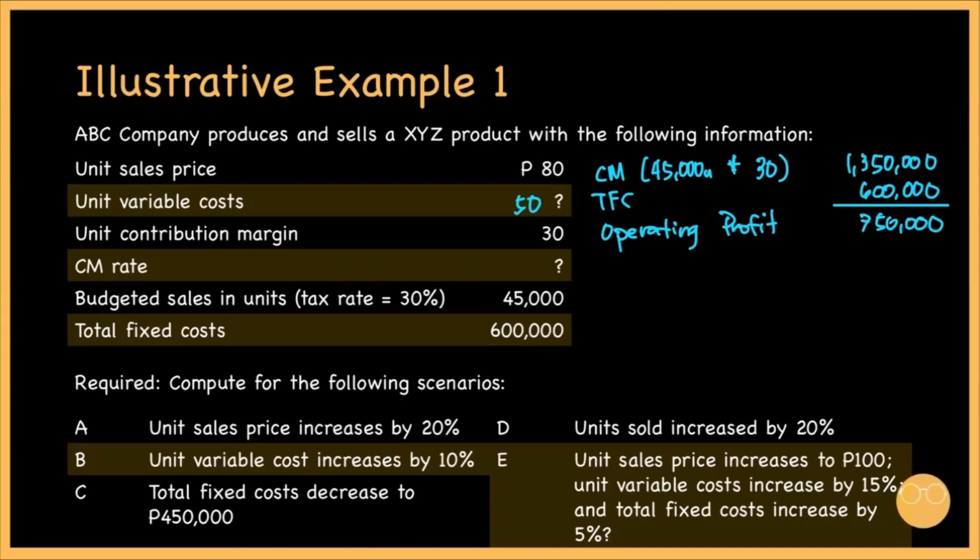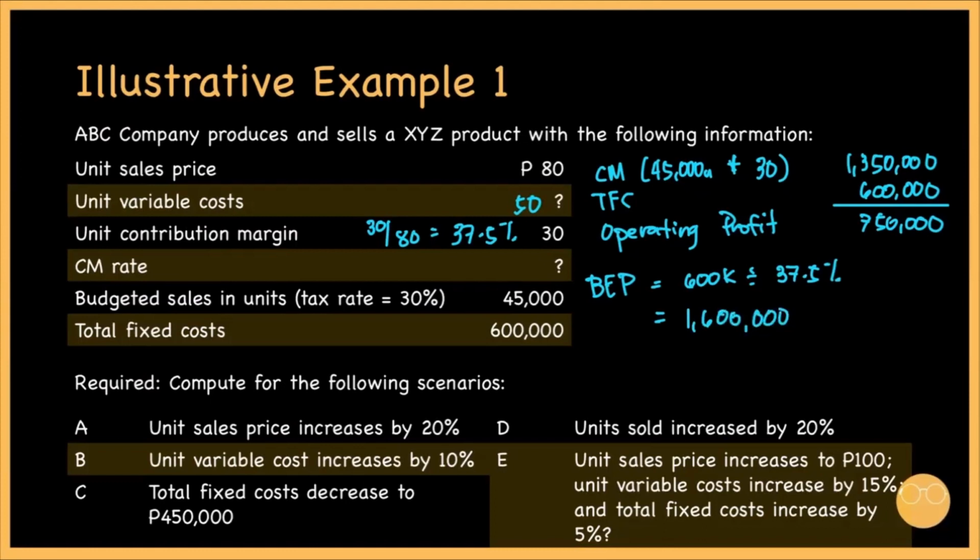Therefore, our operating profit is 750,000 pesos. Then let's compute for the break-even point in terms of peso. That will be 600,000 divided by 37.5%. So how did we compute the 37.5%? That is 30 divided by 80, 37.5%. That is our unit contribution margin ratio. For the BEP in terms of peso, that will give us 1.6 million pesos.